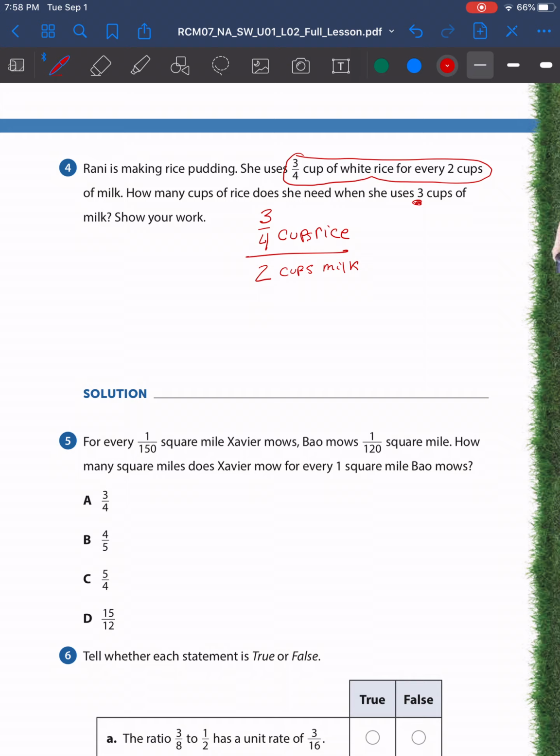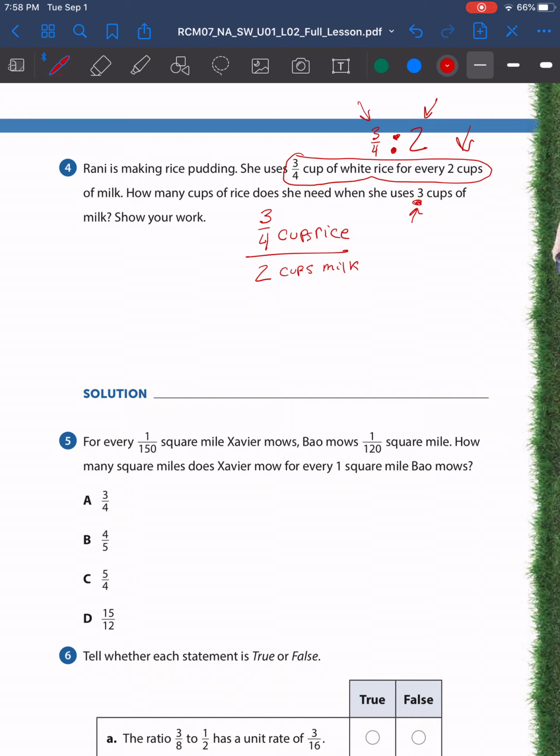How many cups of rice does she need when she uses 3 cups of milk? So what we need to do first is we need to make this into a unit rate. Remember, a unit rate means 1 of something. This is not a unit rate. It looks like this. 3/4 to 2. What I need to do is turn this into a unit rate so that I can solve this problem. Now, we learned how we can make things into unit rates. We can divide, right, and reduce the ratio over here. But what do you do when there's a fraction in it?